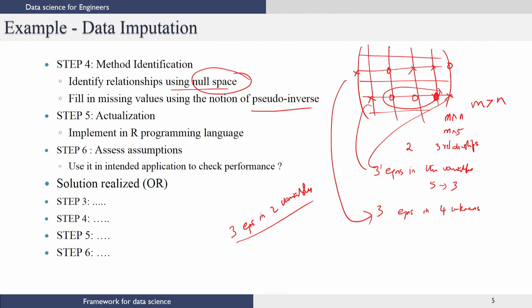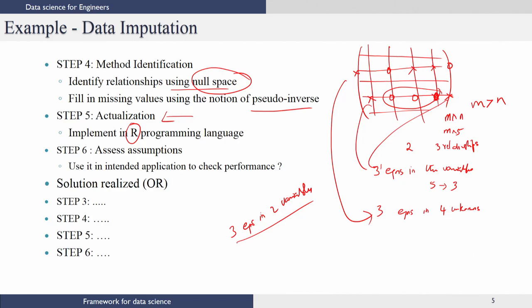In an actual data analytics problem solution, you have to actualize this solution, which is basically implemented in some programming language of choice. You could do it in MATLAB, you could do it in Scilab, you could do it in R, you could do it in Python and so on. So, for this problem you might write an R code, and then once you are done with this, you go back and assess the assumptions.